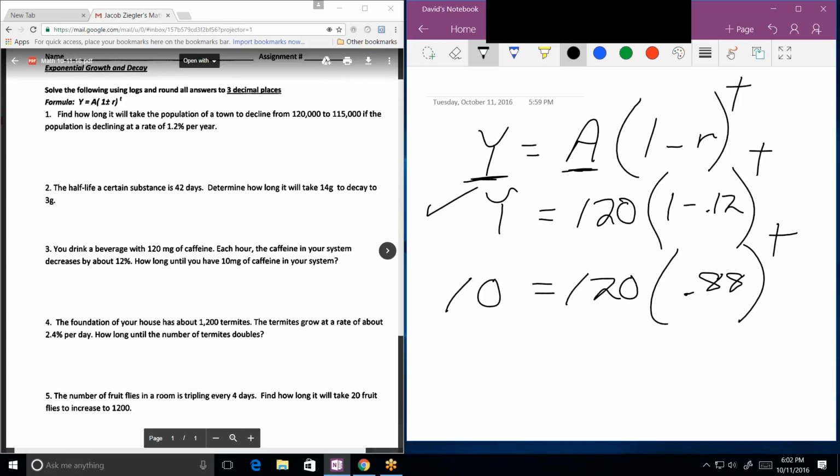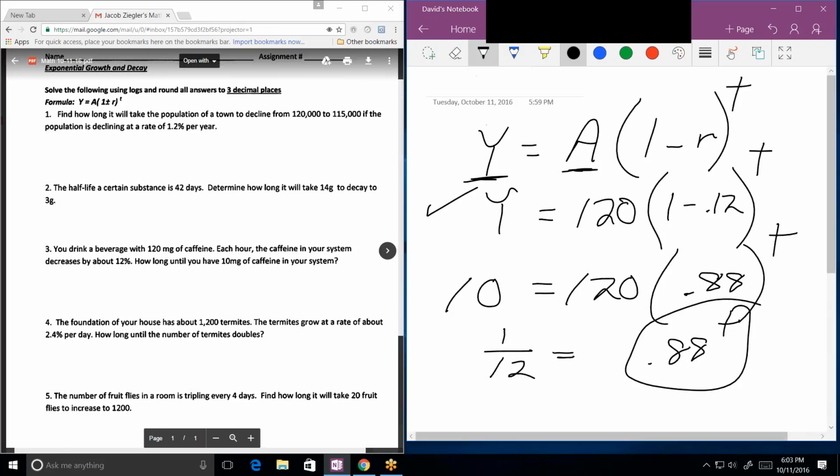What's the first step? Log both sides, log base 10. You keep forgetting that first step. Oh, yeah, divide by 120 first. Okay, so it's 1/12 on the left equals 0.88 to the T. See, once you get this isolated, now I can take the logs of both sides. I really can't do it if that 120 is over there. I've got to isolate the exponential part of the equation, and that's what I've done by dividing both sides by 120.